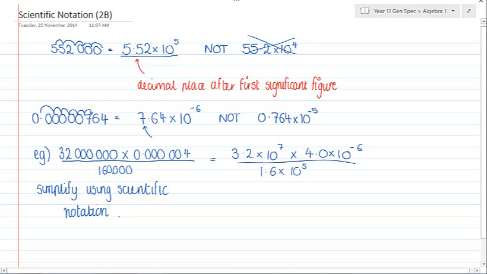Now we can treat the numbers and the 10 to the powers separately. So if you look at 3.2 and 1.6, if you've got good knowledge, you know that 16 goes into 32 twice. So we can cancel them out and we can write 2 times 4 times 10 to the power of 7 times 10 to the power of -6 over 10 to the power of 5. Okay, 2 times 4 is 8, and if you combine 10 to the power of 7 with 10 to the power of -6, we know we have to add the powers, so that becomes 10 to the power of 1 over 10 to the power of 5.